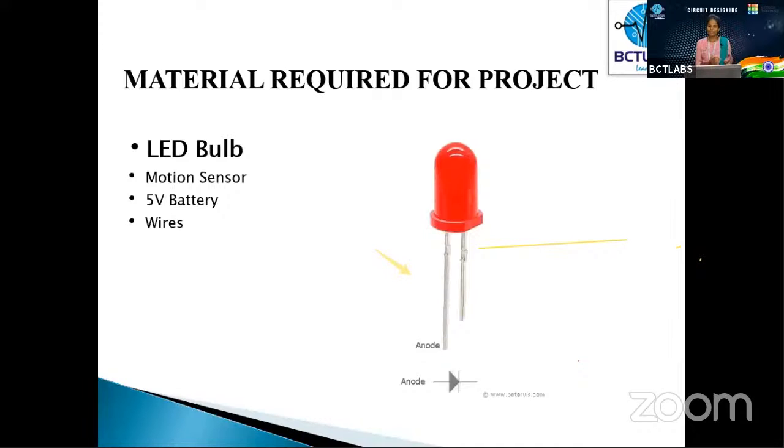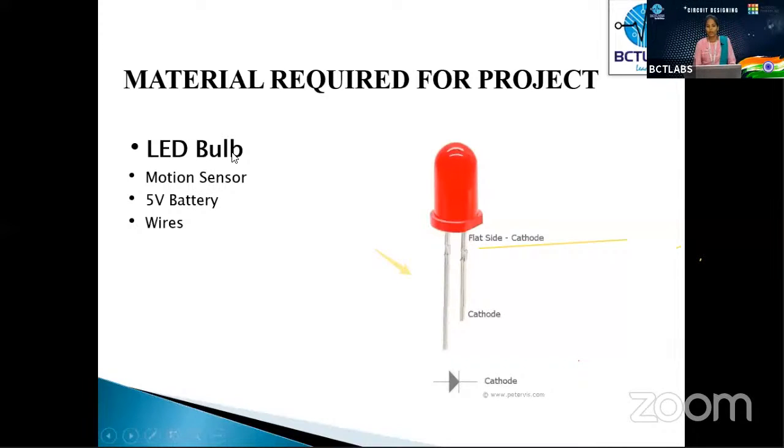For making this project, with our empty hands we can't do anything. So we require some electronic materials to do the project. First, we require an LED bulb. Then we are going to use a motion sensor, a 5-volt battery, and wires.